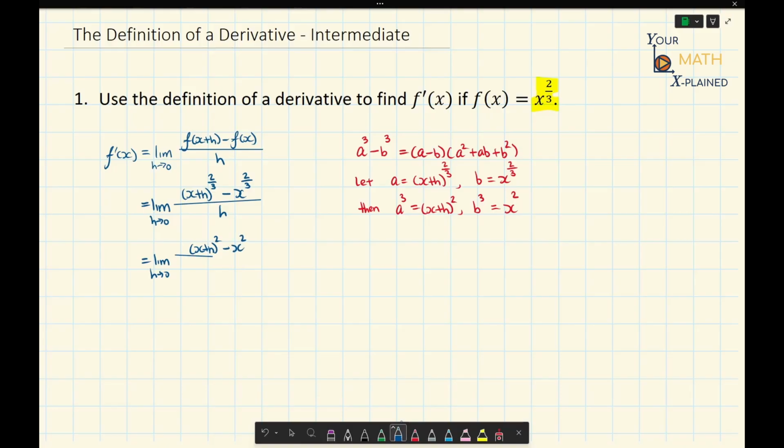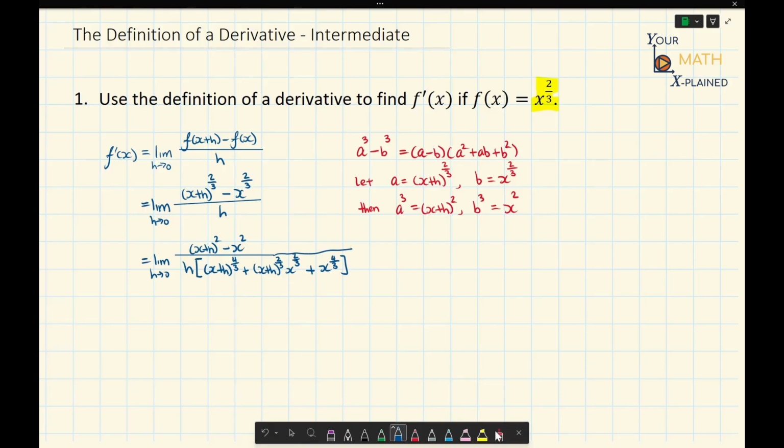And then our denominator is going to be h times, and then we need to multiply it by this part. So that means this is going to be equal to a squared, so that'll be x plus h to the power of 4 over 3, and then plus a times b, so that'll be x plus h to the power of 2 over 3 times x to the power of 2 over 3, and then plus b squared is going to be x to the power of 4 over 3. And let's just go ahead and extend this line a little bit further.